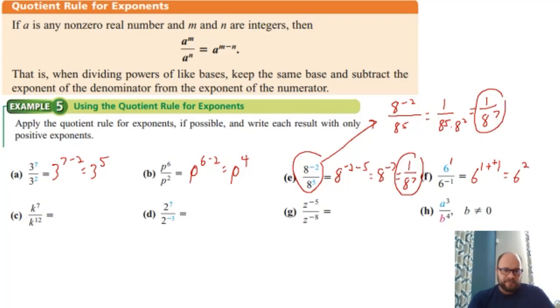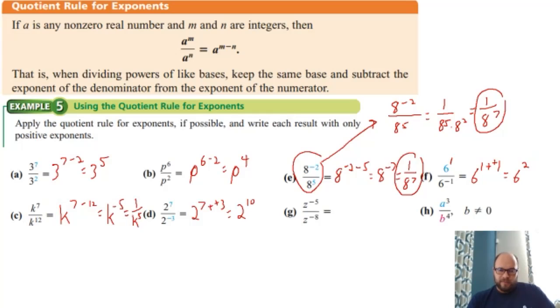On C, we have k to the 7th and k to the 12th. So k to the 7 minus 12, which is k to the -5. Or again, we have to flip this, so 1 over k to the 5th. On D, again, subtraction. Be careful with these signs, because when we subtract on this one, 7 minus -3, again, minus a negative becomes plus a positive. So we have 2 to the 10th power.